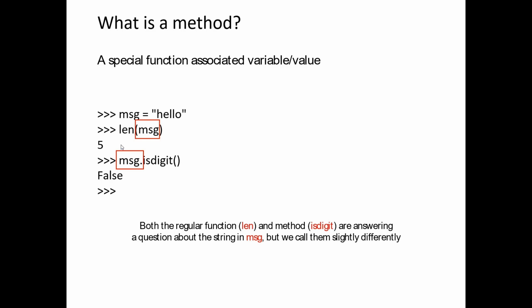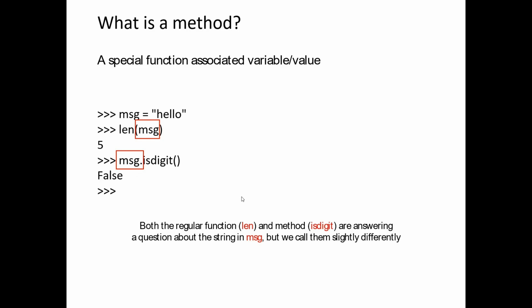All right, as I was saying, both of these functions, like the generic length function and the isDigit function, they're both operating on this string message. But they're called in slightly different ways. So length is just a regular function, and isDigit is going to be a method that's written specifically to work on a string.